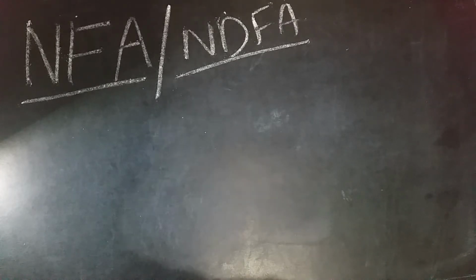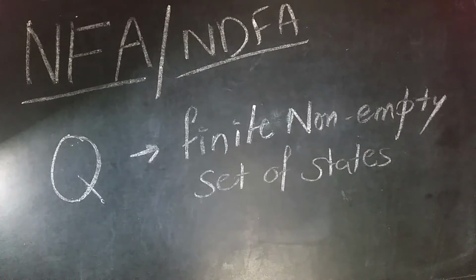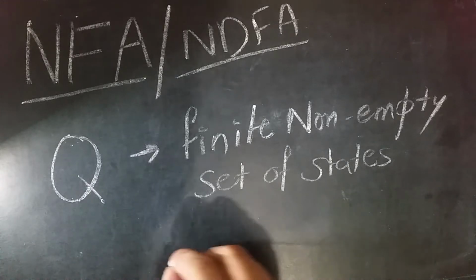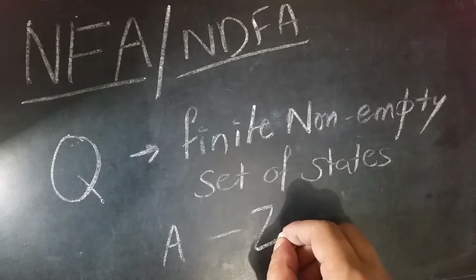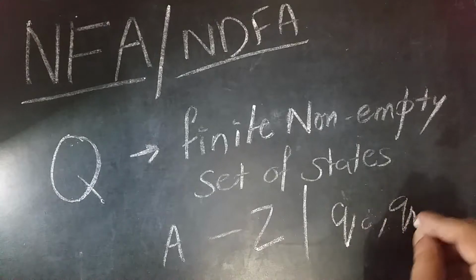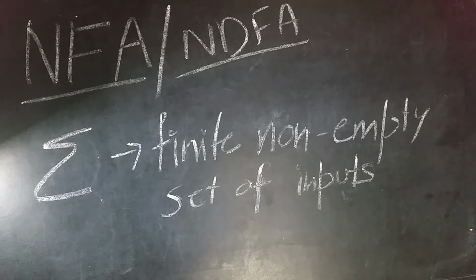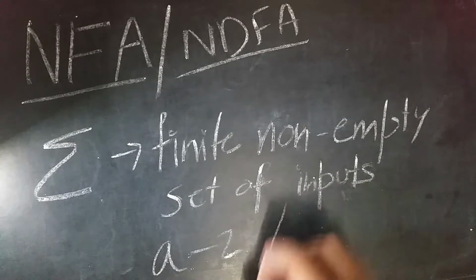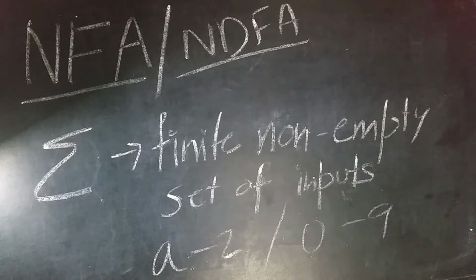And similar to DFA, there are 5 tuples in here. The first tuple is Q. It's the same as in DFA. It is a finite non-empty set of states, which is denoted by either capital letters A through Z or with Q0, Q1. Second is sigma, which is a finite non-empty set of inputs, similar to DFA. It is also represented by small letters a through z or with numbers 0 to 9.